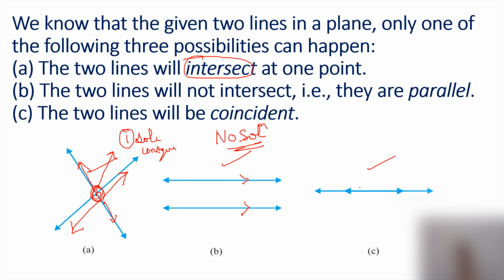Now, if they are both taking care of each other and listening to each other, how many common solutions would there be in that case? There would be infinitely many solutions. Each and every solution of the first equation is also a solution of the second equation. These types of lines are called coincident lines, as they overlap each other.